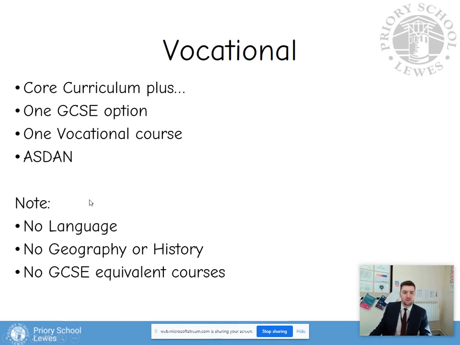The thing with the vocational route is you don't do a language, you will not do geography or history, and of course no GCSE equivalent courses. So think carefully, and hopefully someone would have advised you perhaps that this is the route for you if you're doing vocational.